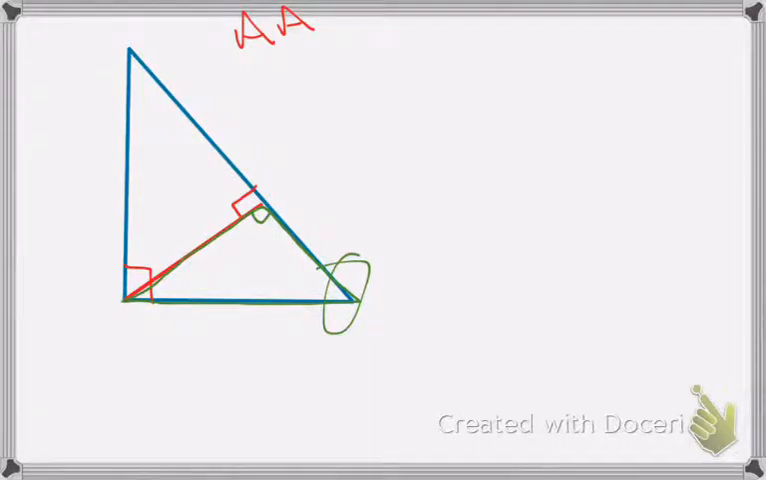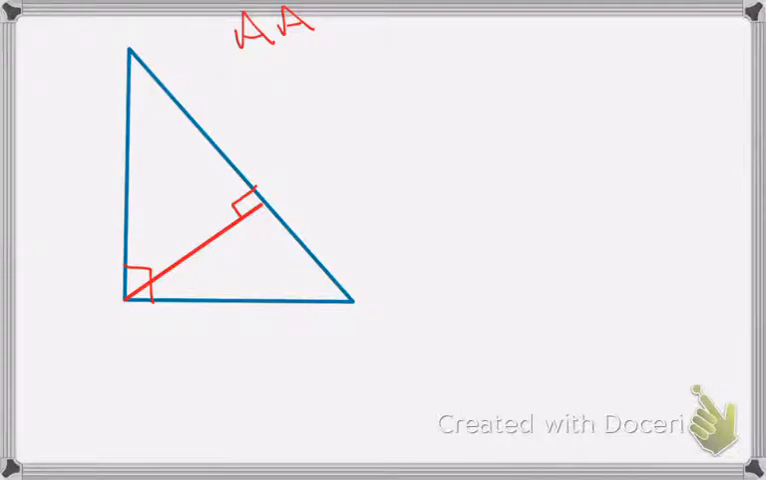Because the big blue one is similar to the medium one up here, and the big blue one is similar to the smaller one down here, then it stands to reason that the medium and the smaller one are going to be similar as well. So we've got three similar right triangles here.